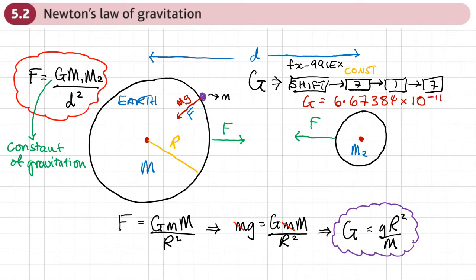Now I don't know whether this is an exact value or whether this is just rounded to the first 5 decimal places, and that's enough for working. But yes, you can use your calculator to find this constant of gravitation.